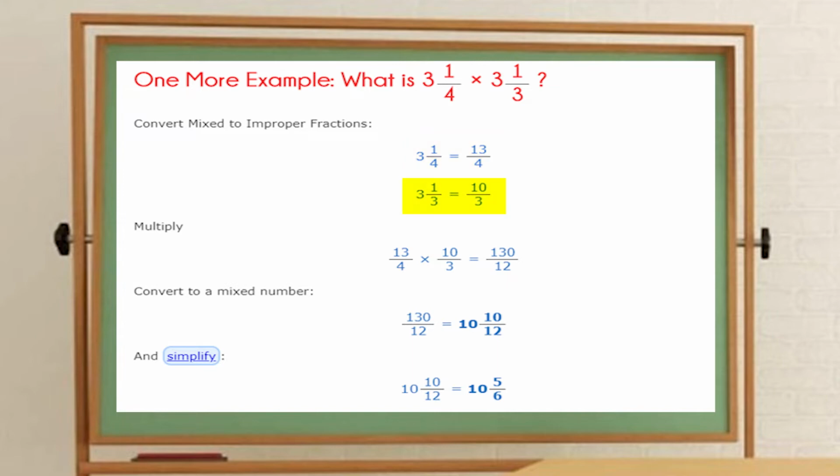Now we're going to convert the second mixed number into an improper fraction. We have here 3 1/3. To convert this into an improper fraction, we're simply going to multiply the whole number by the denominator and add the numerator. In this case, we're multiplying 3 times 3. That would give us 9, plus 1 will give us 10. So our improper fraction now would become 10/3.